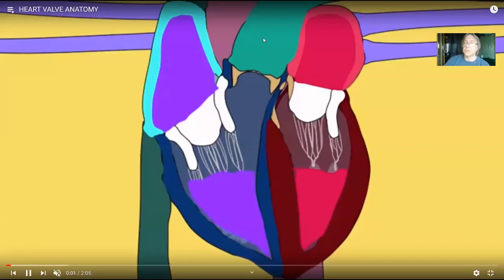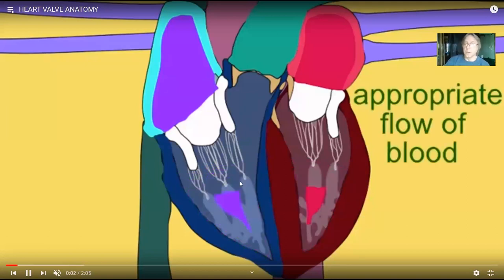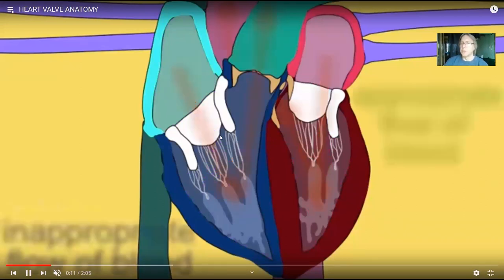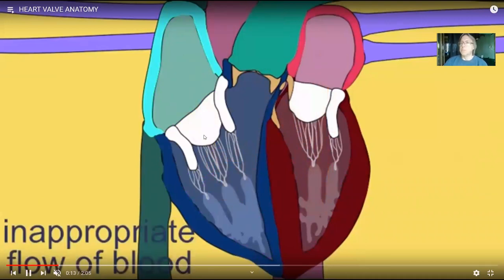And the reason for that is there is a correct way for blood to travel through the heart, an appropriate way. So blood is supposed to go from an atrium into a ventricle and from a ventricle into the vessel which leaves the ventricle. So from the right ventricle to the pulmonary trunk, from the left ventricle into the aorta. That's how blood is supposed to go. However, at moments of the cardiac cycle, which we'll study in the next part of the chapter, blood is tempted to go the wrong way.